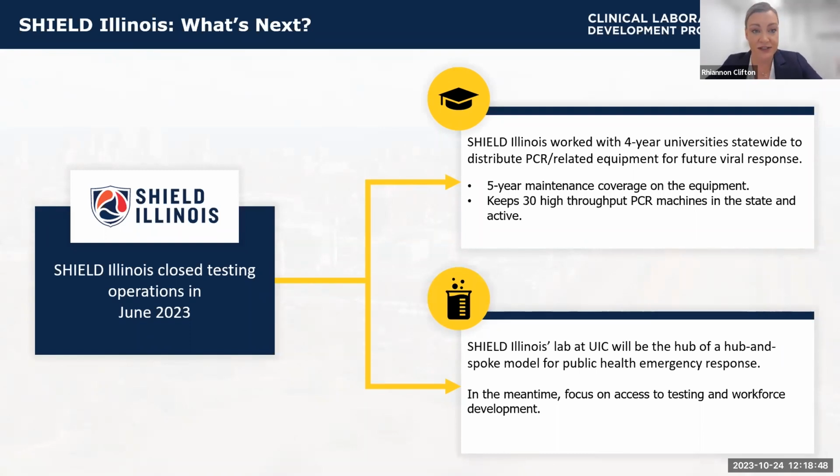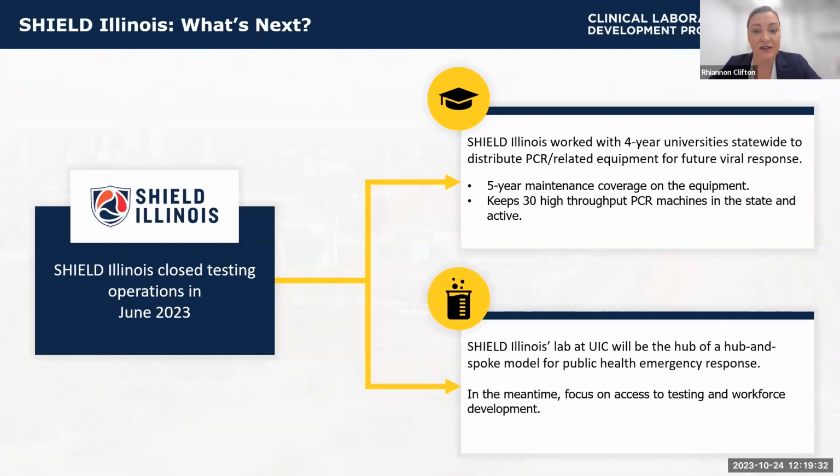On the public health emergency side and the COVID side, Shield, Illinois did close testing operations in June 2023. In doing so, though, we worked with four-year universities statewide to distribute our PCR and other related equipment for future viral response, including 5 years maintenance coverage on the equipment, which keeps 30 high throughput PCR machines in the state active. When we started this effort, we did a quick poll around the state to see how many PCR machines were available and found that there were 4 throughout the state. So we definitely wanted to increase that in case there was another public health emergency in the near future.